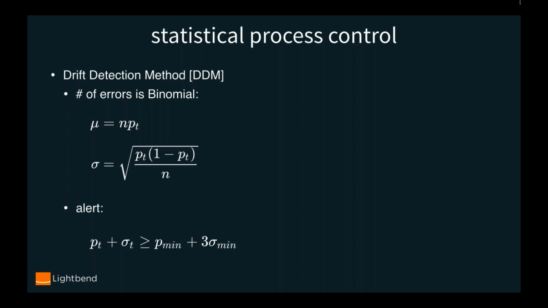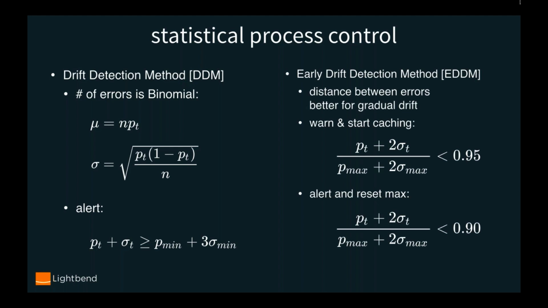Subsequently, they did a modified version of this algorithm. They called it the early drift detection method. This one uses the distance between the errors rather than number of errors or rate of errors. The idea is the distance should stay constant as things are stationary. And by doing this, they have a method that is better suited for gradual drift.